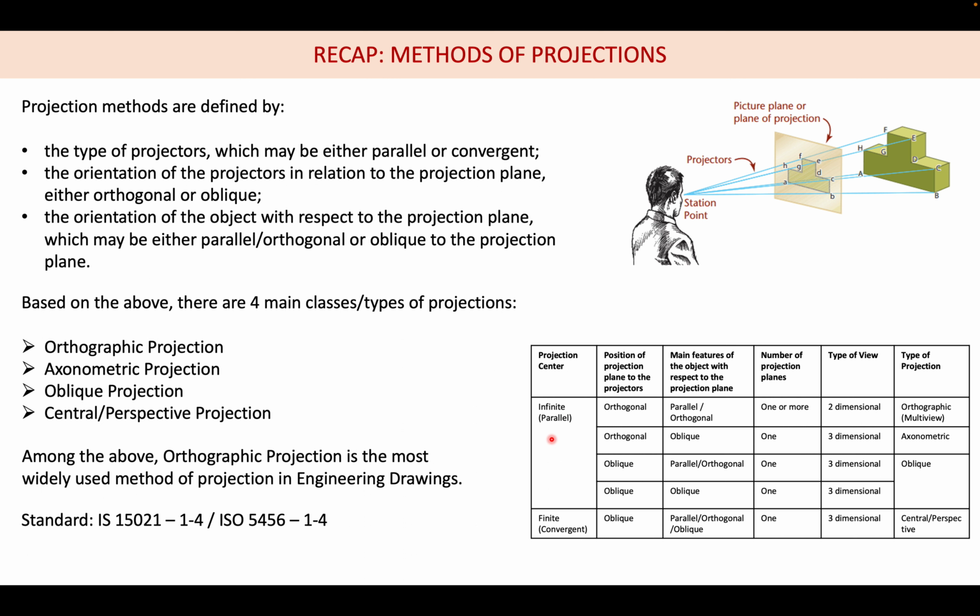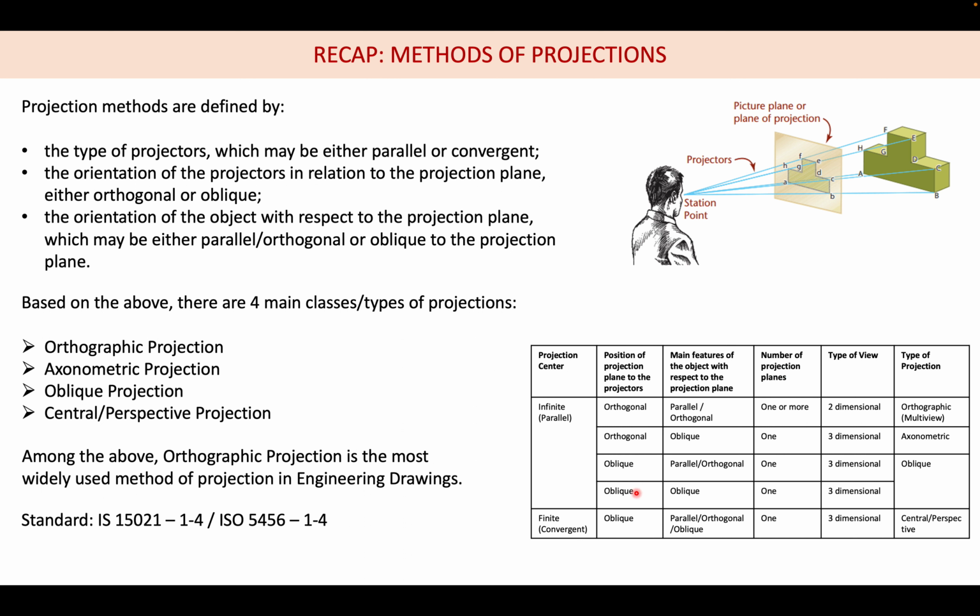Within parallel projectors, you can have many cases, depending on the orientation of the projectors. If the projectors are parallel, you get what is called orthographic, and among that we have two types, depending on whether the object itself is parallel or orthogonal to the projection plane, or oblique. The difference between the orthographic and axonometric view is that the main features of the object, that is these edges, are parallel or orthogonal in case of the orthographic projection, and they are oblique in case of axonometric projection.